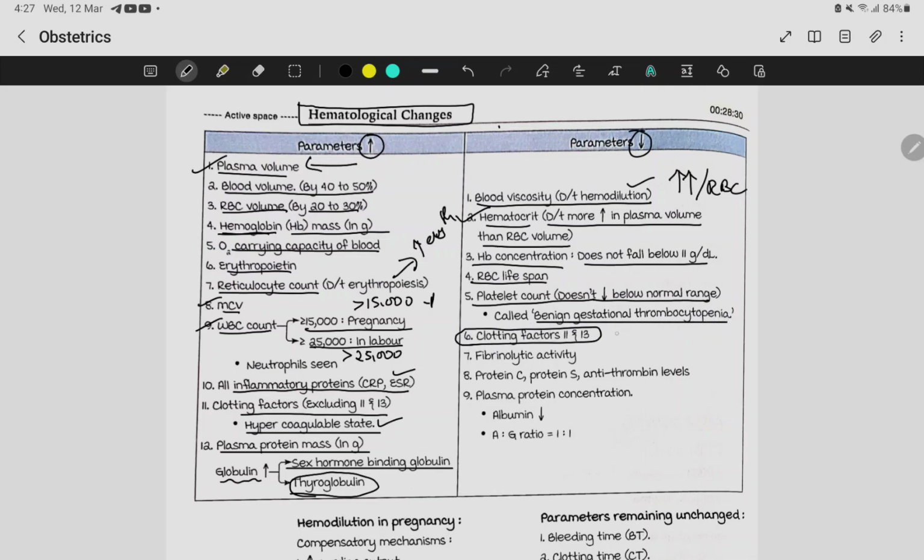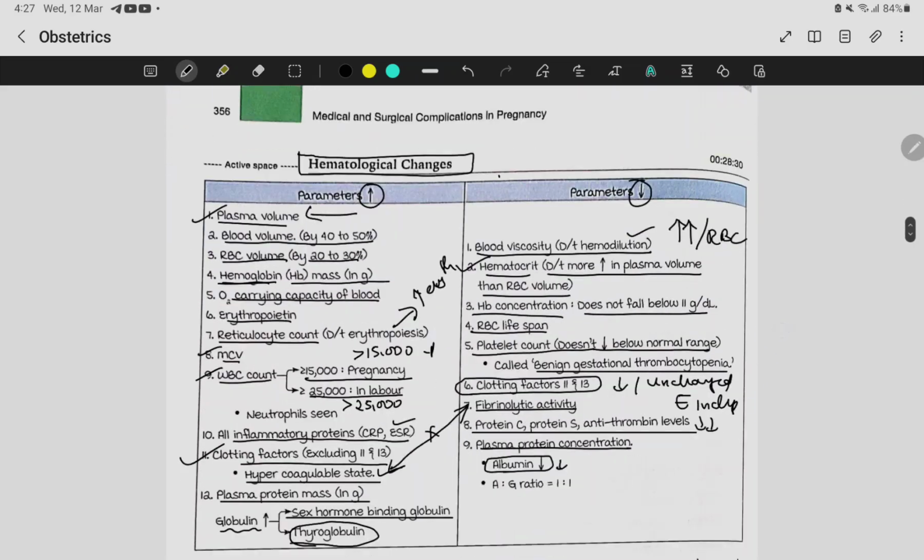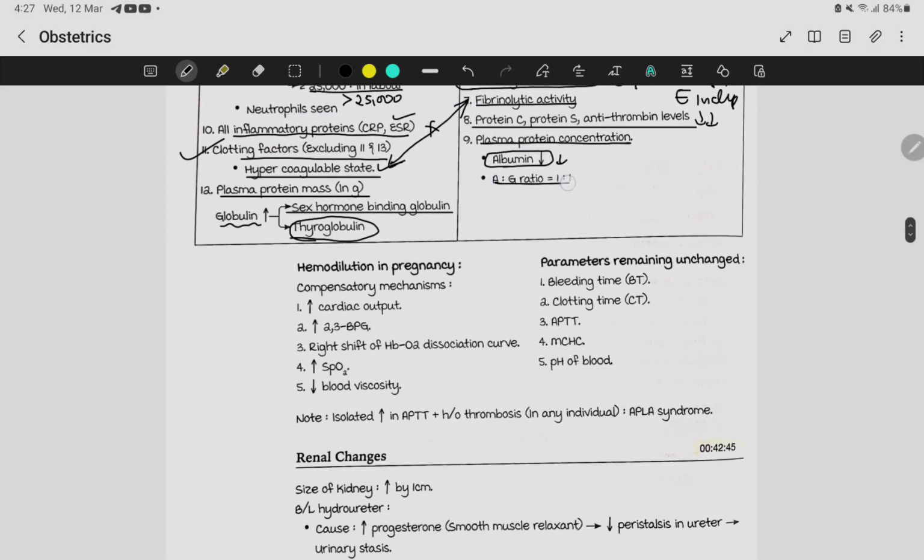Clotting factors 11 and 13 either decrease or remain unchanged because they are estrogen independent, right? Okay. And then there's a decrease in fibrinolytic activity. Because of increase in clotting factors, there is more thromboplastic coagulation. So these two are opposite, right? If there is increased coagulation, there is decreased fibrinolysis. Then protein C, protein S levels also decrease. The plasma proteins also decrease. Albumin decreases, that is hypoalbuminemia, and that further increases the edema, right? Okay, AG ratio becomes 1:1.